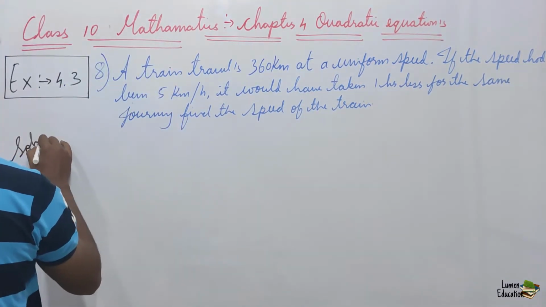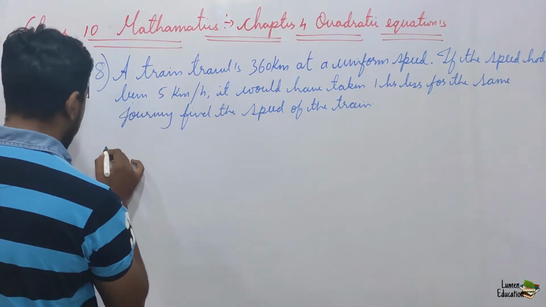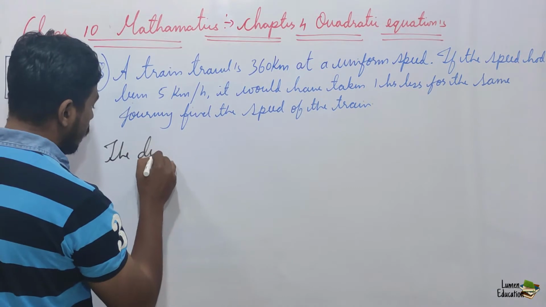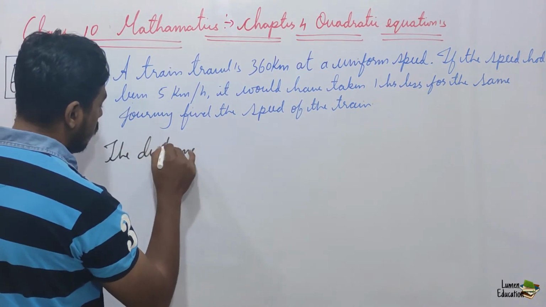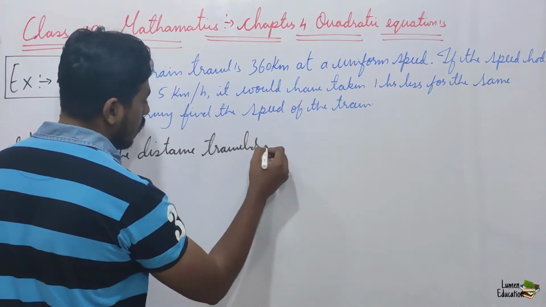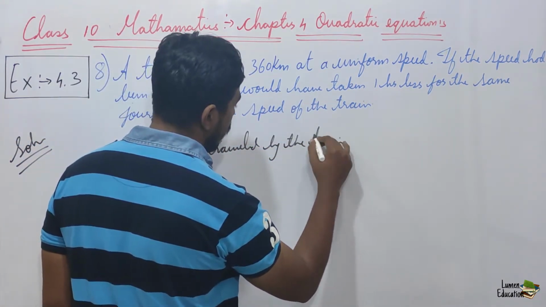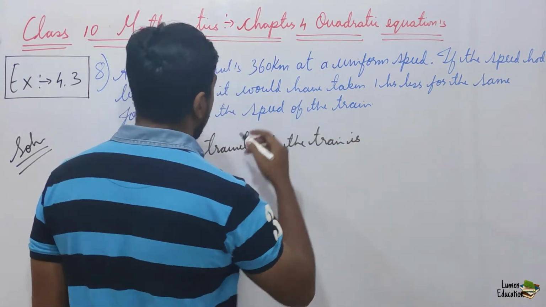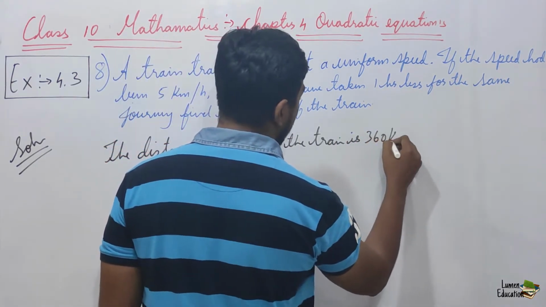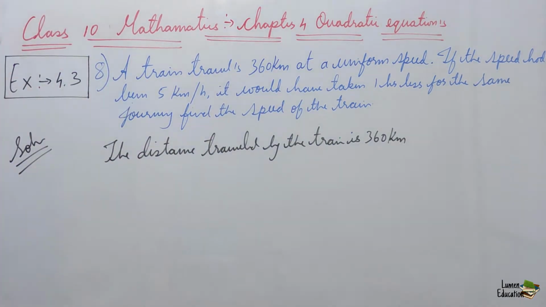So we'll start with the basic things. First of all, let us take the distance traveled by the train. The distance traveled by the train is 360 kilometer. Fine, the distance traveled by the train is 360 kilometer.